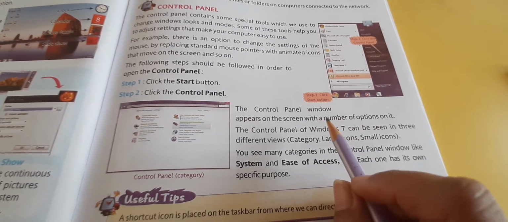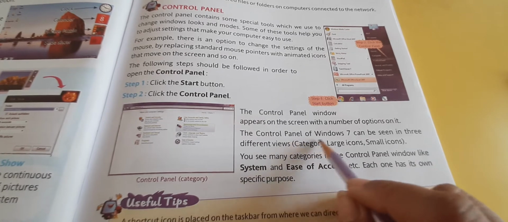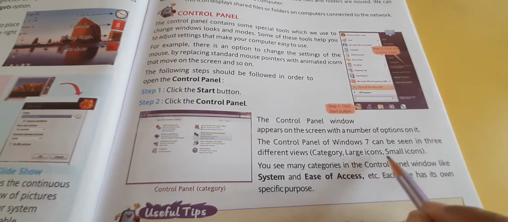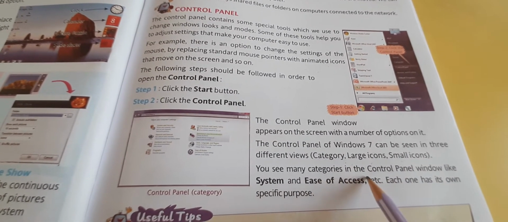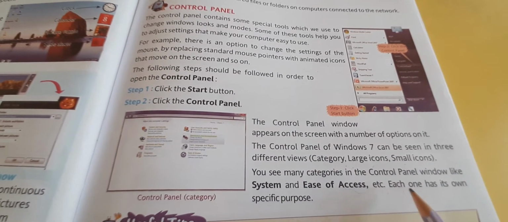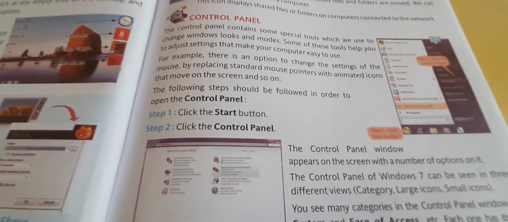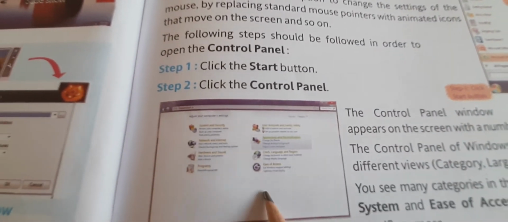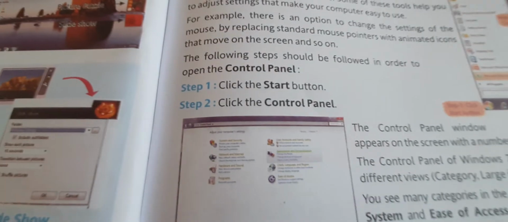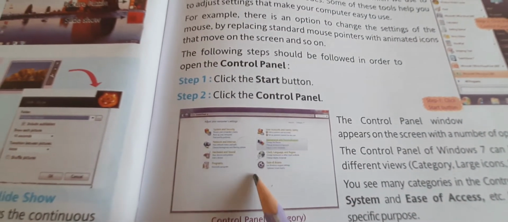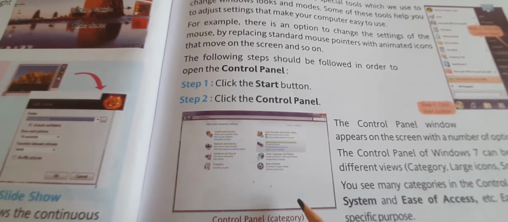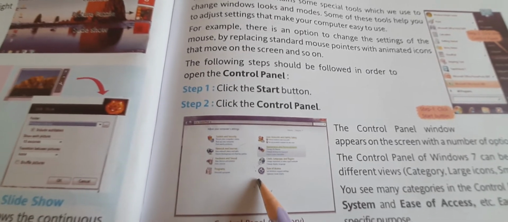So in the previous video we have seen that the control panel of Windows 7 can be seen in 3 different views, that is category, large icons and small icons. You see many categories in the control panel window like system and ease of access, etc. Each one has its own specific purpose, and when we go deeper into this, we will come to know what it is meant for.